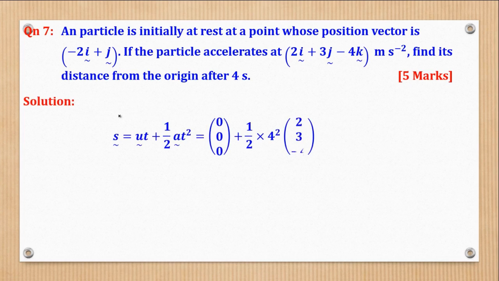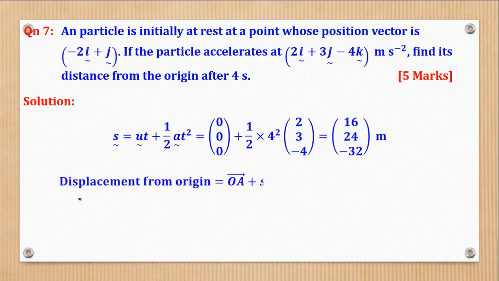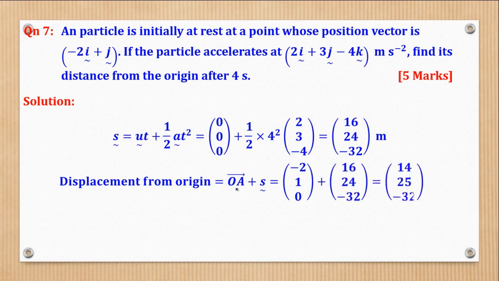So you quote the second equation of motion and substitute. This is 0 because it was at rest. Acceleration is that, time is that. So you come up with this as the displacement traveled. So the displacement from the origin will be the initial position vector plus the displacement traveled, to give you the displacement from the origin.